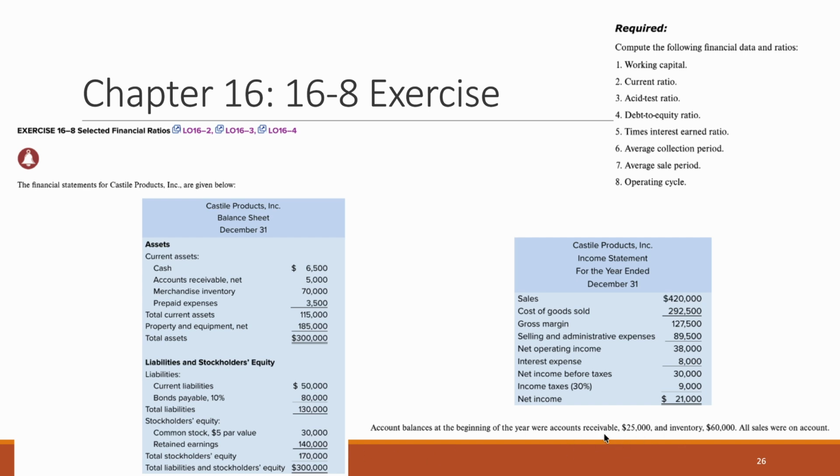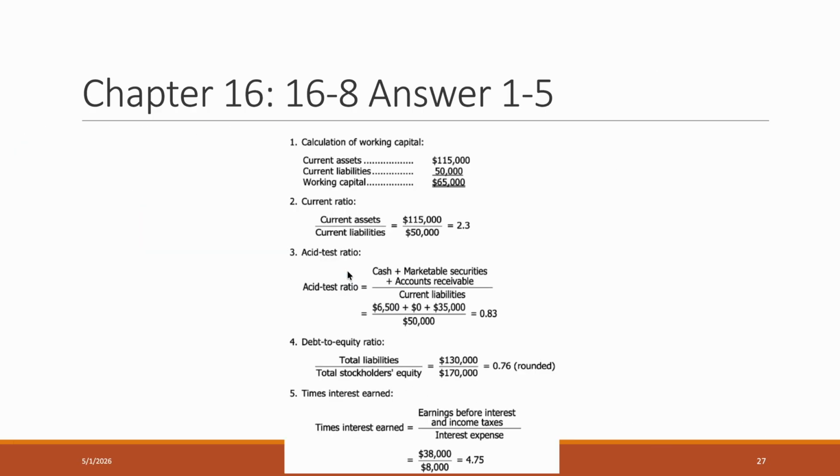The beginning, you gotta factor in the beginning balance for the accounts receivable. So we're gonna add in the additional $25,000 here, and that should give us our acid test ratio divided by current liabilities.